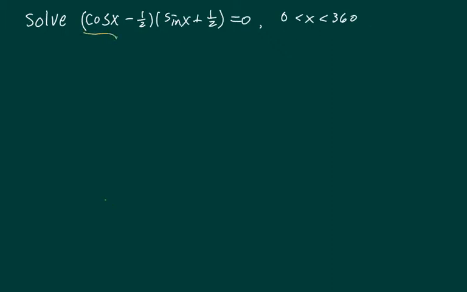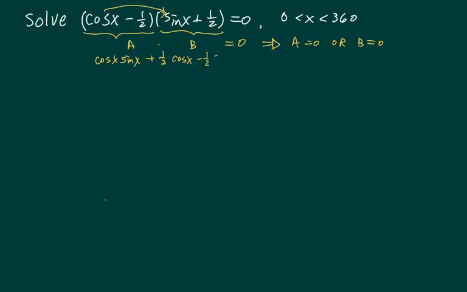The key to solving this problem is realizing we have two terms that are multiplying each other. So this is equivalent to saying a equals 0 or b equals 0. What you really don't want to do is multiply those two terms together. You'll end up with a big mess of cosine x, sine x, plus half of cosine over here, minus half of sine x, and then minus half. You really don't want to do this because now you're littered with different variables scattered all over the place.